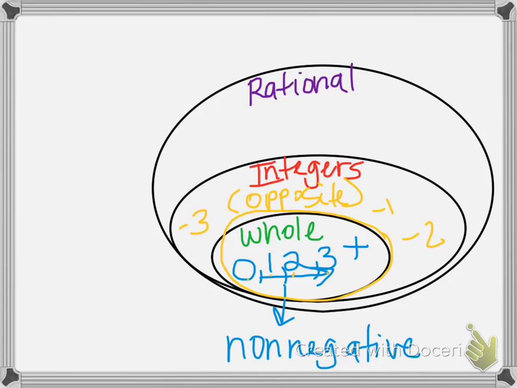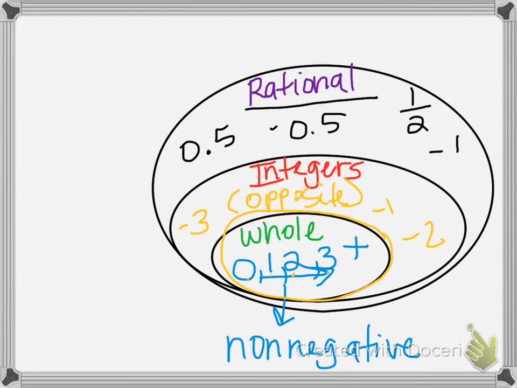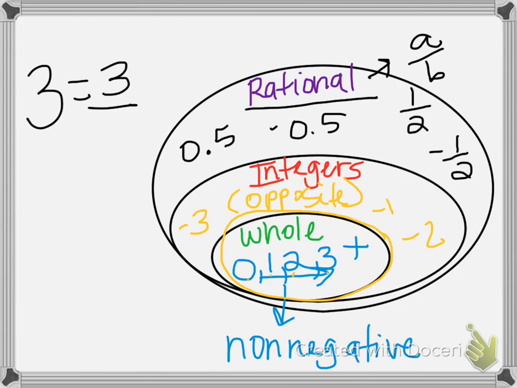When I get to my rational numbers, that's when I'm allowed to include my decimal. Ooh, I can have a negative decimal. I can have my fraction, and I can have my negative fraction. As long as I can write my number in an a over b form, in a fraction form, it is rational. Whole numbers, a positive 3, can be written as a fraction over 1, just as -3 could be written as -3 over 1. They both match this rule. They would be rational.